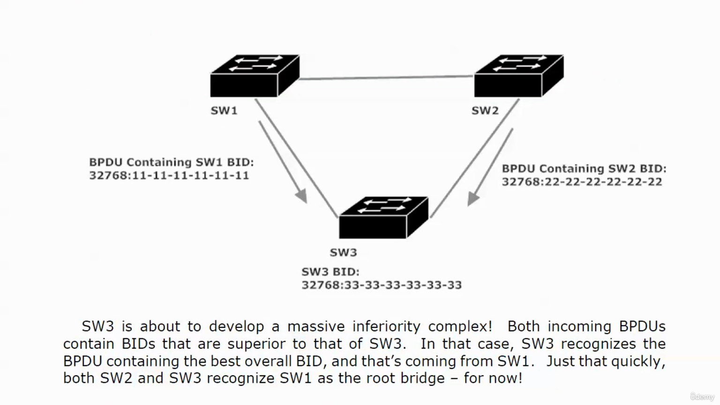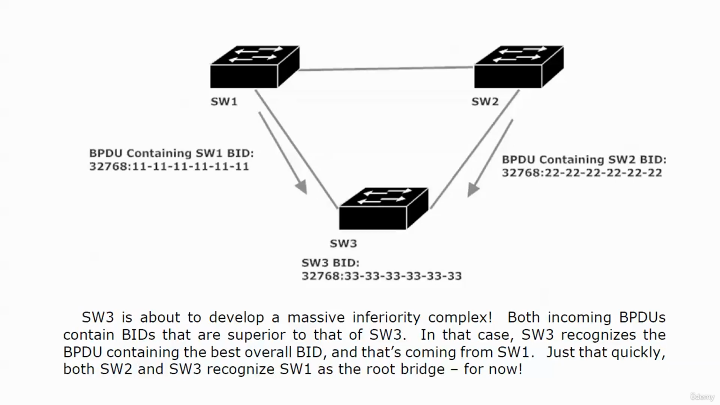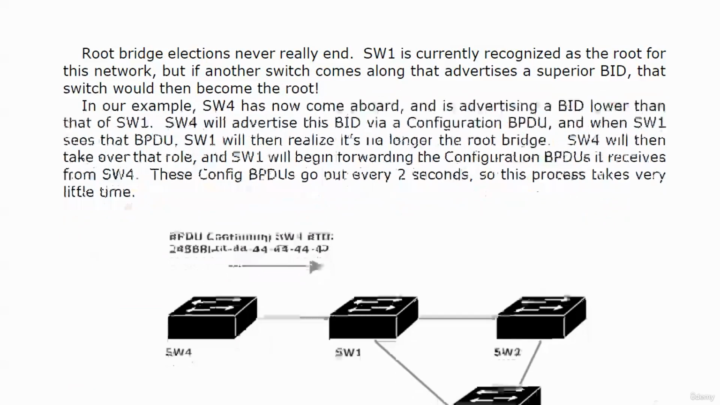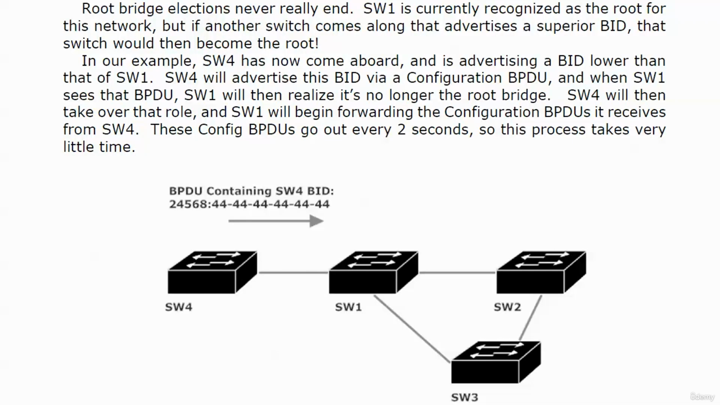Now how about our buddy switch 3? Well, switch 3 is about to get a massive inferiority complex because both incoming BPDUs contain superior bids. In that case, switch 3 recognizes the BPDU containing the best overall bid, and that's coming from switch 1. And just that quickly, switch 2 and switch 3 recognize switch 1 as the root bridge for now. That's what we call a cliffhanger. So what's the result of that cliffhanger? Root bridge elections don't really end. You're not elected king for life here.